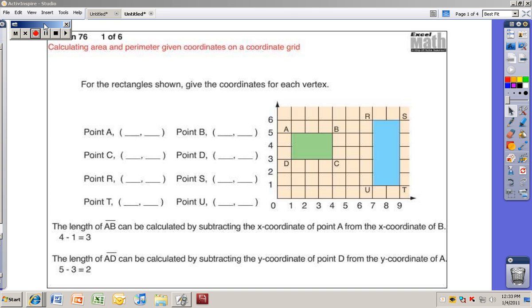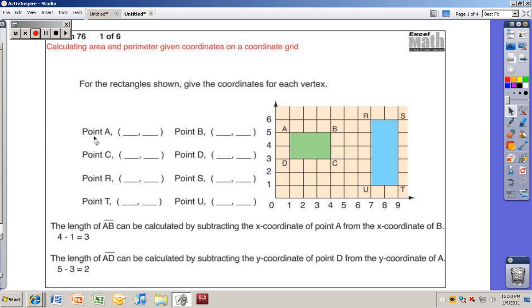There they are, okay. And it says at the beginning, for the rectangles shown, give the coordinates for each vertex. A vertex, of course, is the corner of the shape. And so they want to know what point A is. What are the coordinates for that? Remember, we always start by going over first and then up. So we go over to 1, up to 5. So the coordinates for point A are 1, 5.